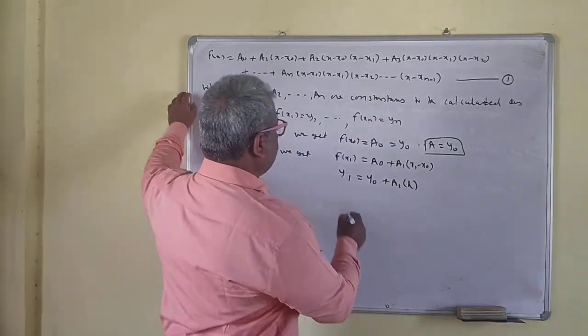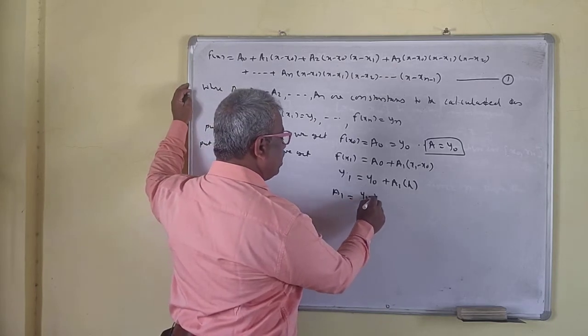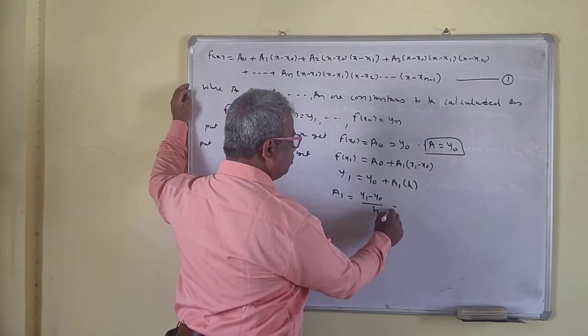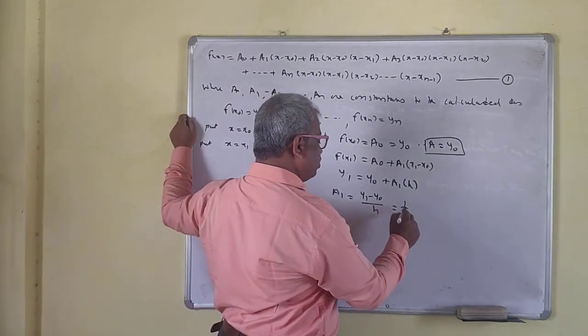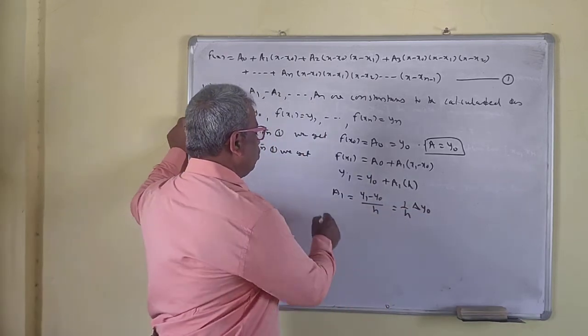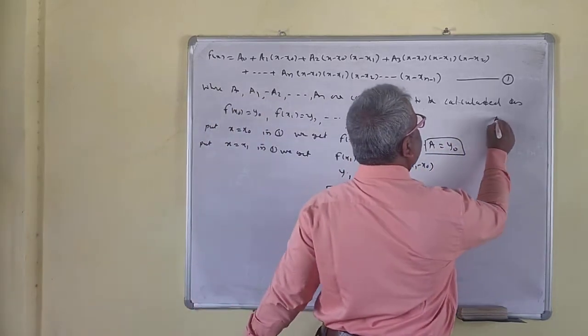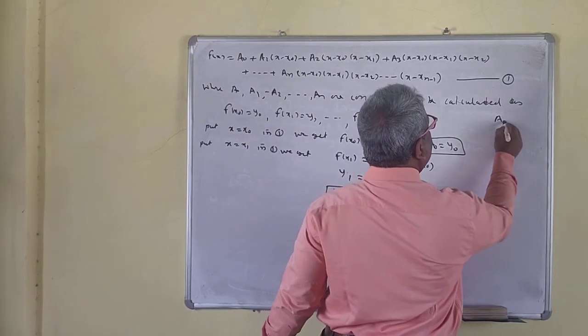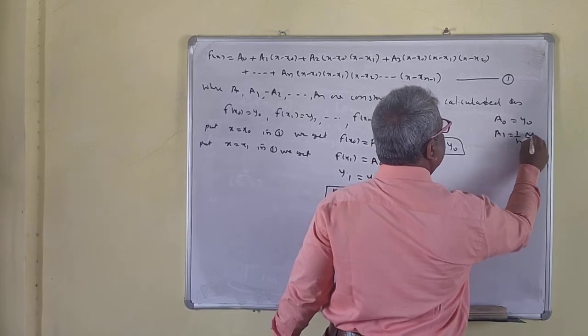So this is h. So you want a1 now. So a1 is what? Just y1 minus y0 upon h. So this is what then? 1 by h, delta y0. So your a1 is 1 upon h delta y0. I will write this value. This is a0, and a0 is y0.